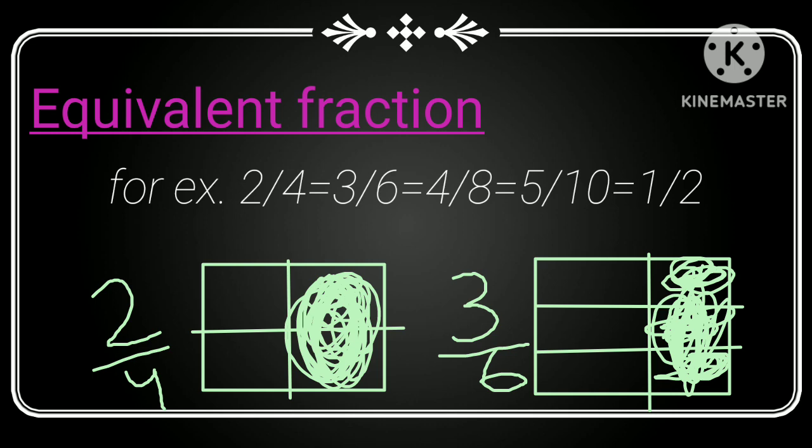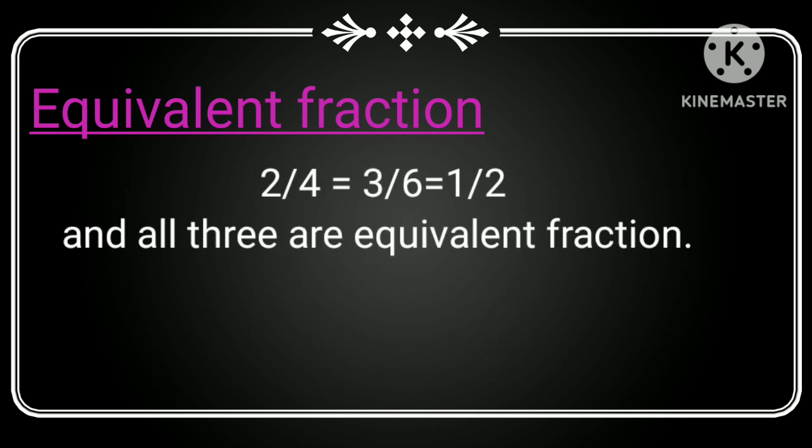You can see that in both the squares, filled parts are equal and both are the half part of the total area of the square. So 2 by 4 is equal to 3 by 6 and both are equal to 1 by 2. So 2 by 4, 3 by 6 and 1 by 2 are equivalent fractions.